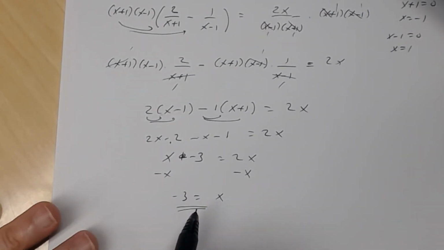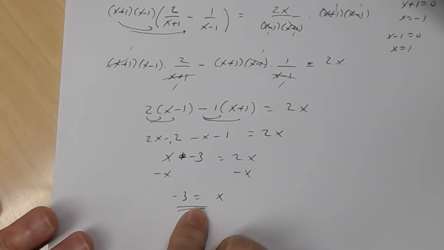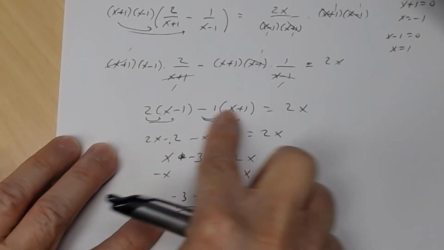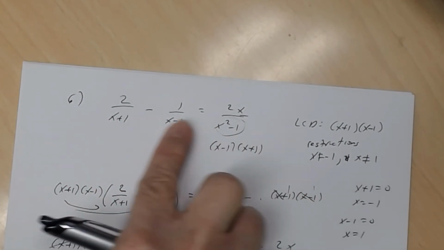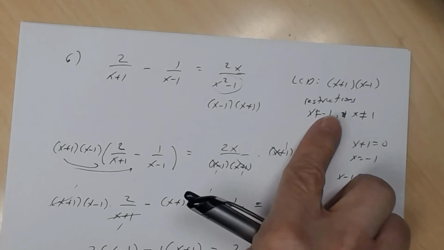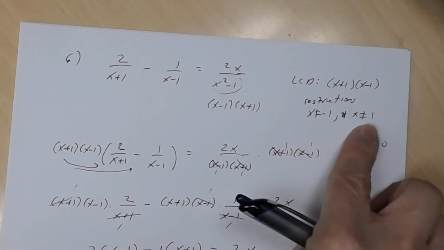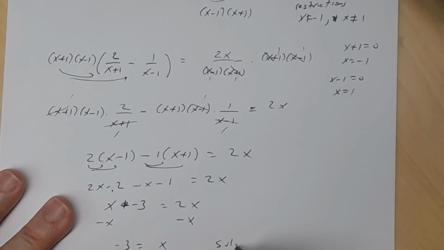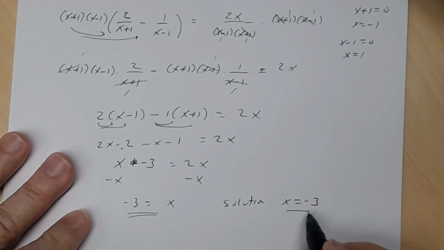Now I've got to ask myself, is this an extraneous root? Okay, so remember, this is a solution to this linear equation. But is it a solution to the rational equation? All you've got to do now is check your restrictions. So is negative 3 listed here? It's not, so that's a solution. So your solution is x equal negative 3.